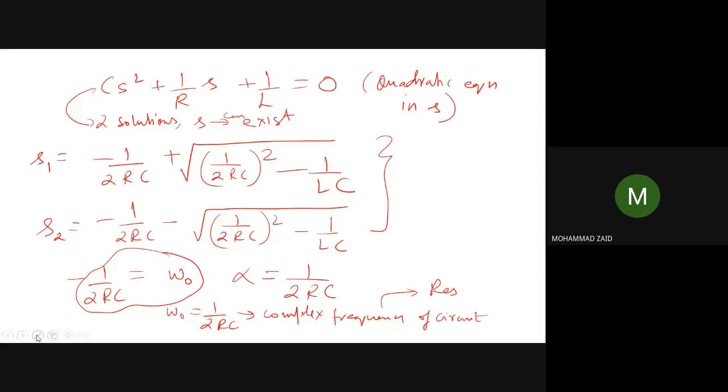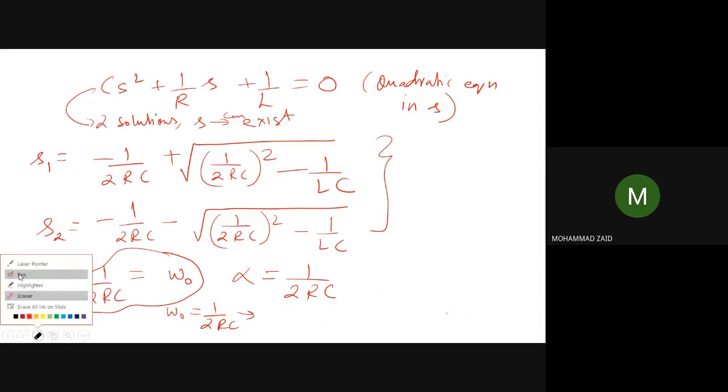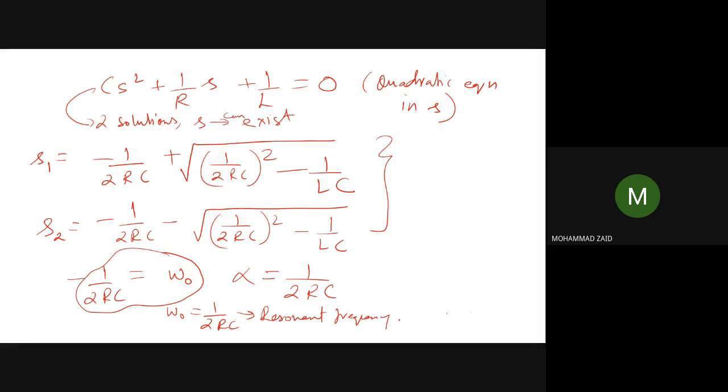Let me write the more popular word. Omega naught is equal to 1 over 2RC. That is known as the resonant frequency of the circuit, or the correct word is natural frequency of the circuit. That is known as omega naught.